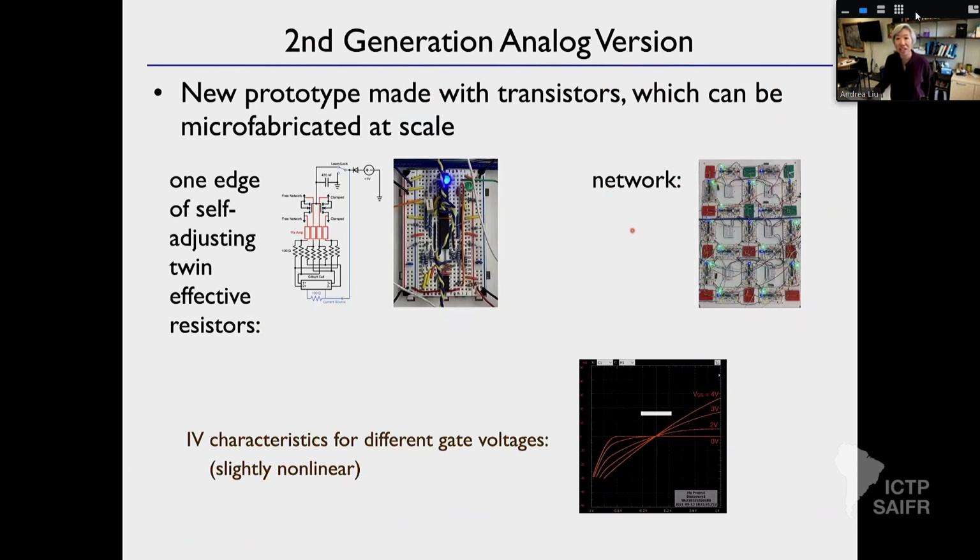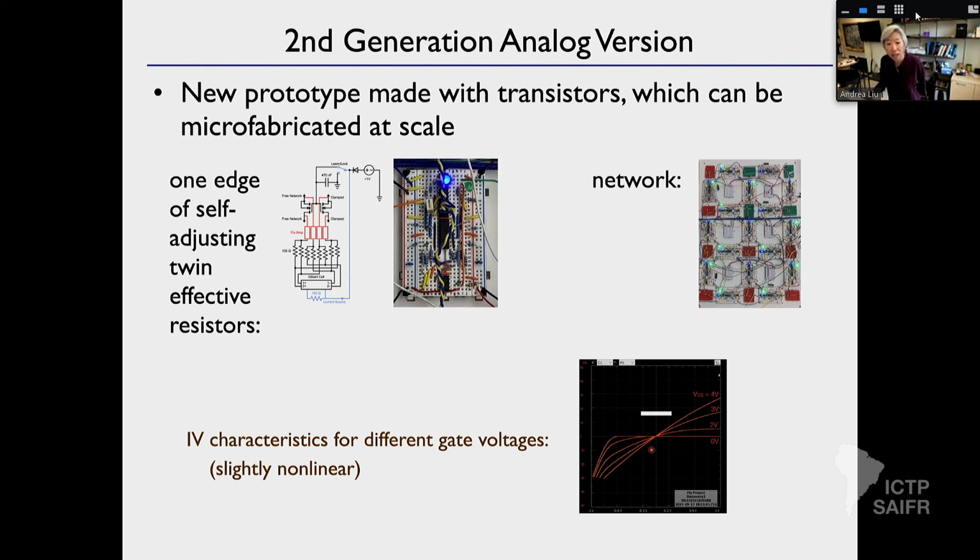Here's our second generation analog version. This is Mark Miskin. Itai knows, he's brilliant. We went to him with this, and he came up with a way to do it. Different design, not using the variable resistors, it's using transistors. So now we have an analog version. Here's our network. It's somewhat nonlinear. It depends on the voltage.